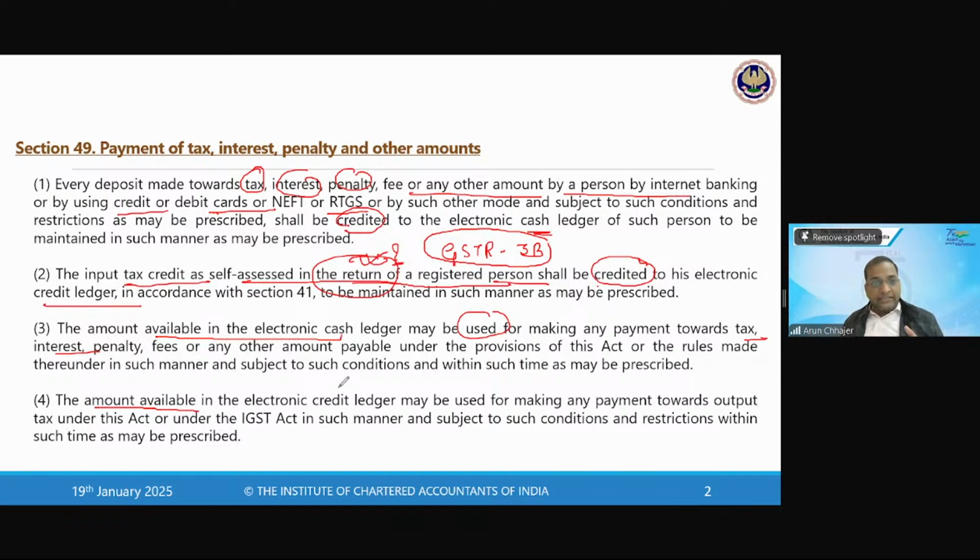Amount available in the credit ledger may be used toward the payment of tax liability in such manner as may be prescribed. Question is, can you use the credit ledger for payment of fees, payment of interest, payment of penalty? क्या आप क्रेडिट लेजर को यूज कर सकते हैं टुवर्ड द पेमेंट ऑफ फी, पेनल्टी एटसेट्रा? क्रेडिट लेजर से क्या आप पेनल्टी का पेमेंट कर सकते हैं? Answer is no. You can use the credit ledger only for the payment of tax ka liability.